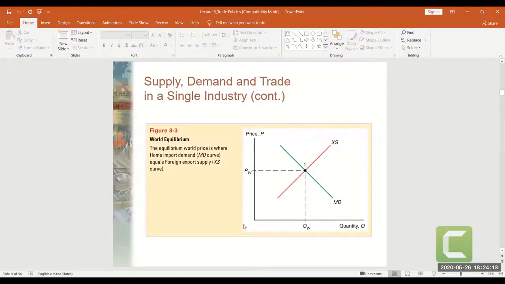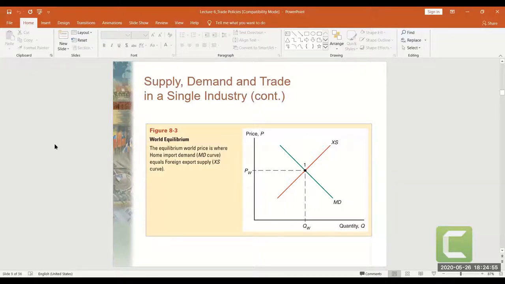So graphically you can show it like this. In the absence of trade, let's say we use the import demand curve and the export supply curve. This is the world equilibrium, because we are taking two economies hypothetically. World price PW, quantity QW. This is the quantity imported and exported at the same time, at the existing price. So this is the equilibrium condition in the context of free trade.